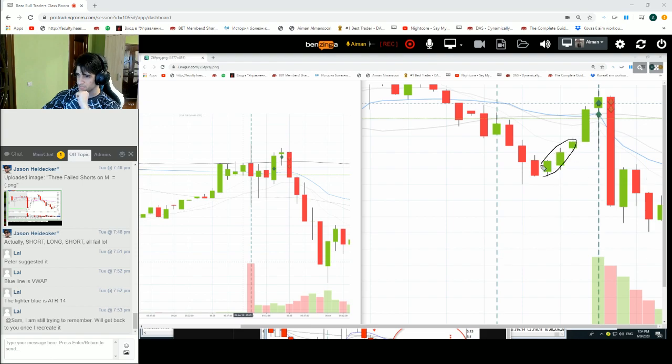Those weren't so big, but still I'm not sure I wouldn't have taken it on the third. This is already just so late. This made the move right there. So yeah, the 1 minute chart was looking good. The 5 minute chart wasn't really ready.